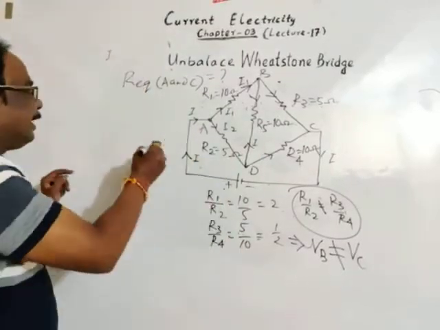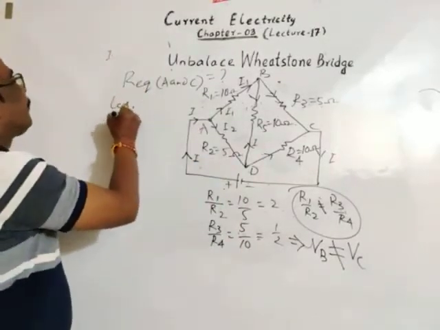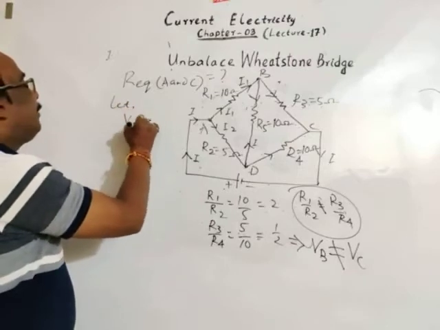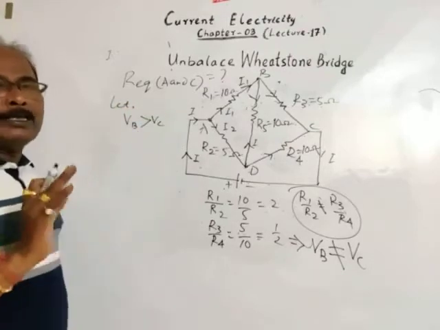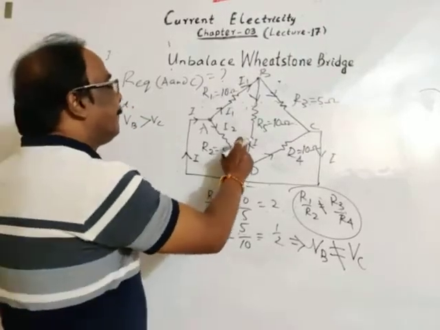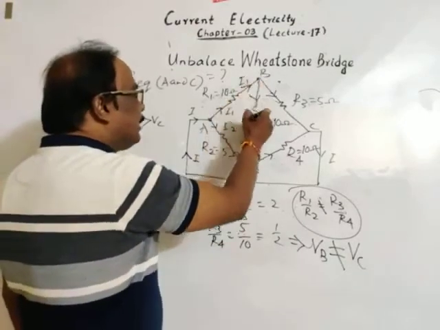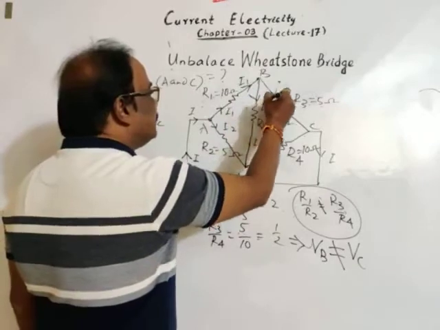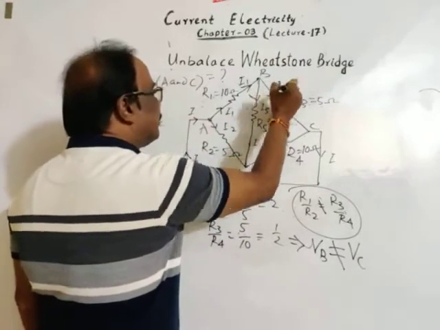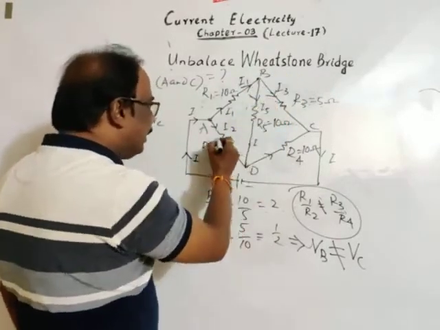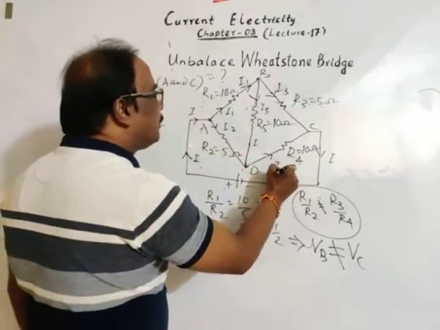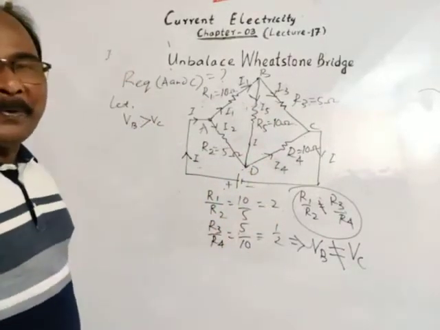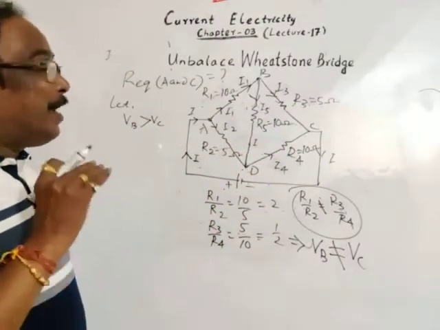Let's argue that potential at B is greater than that at D. Then I1 is divided into two branches. This is, let, I5 and this is, let, I3. Then I3 and I2 get combined and this current is I4.